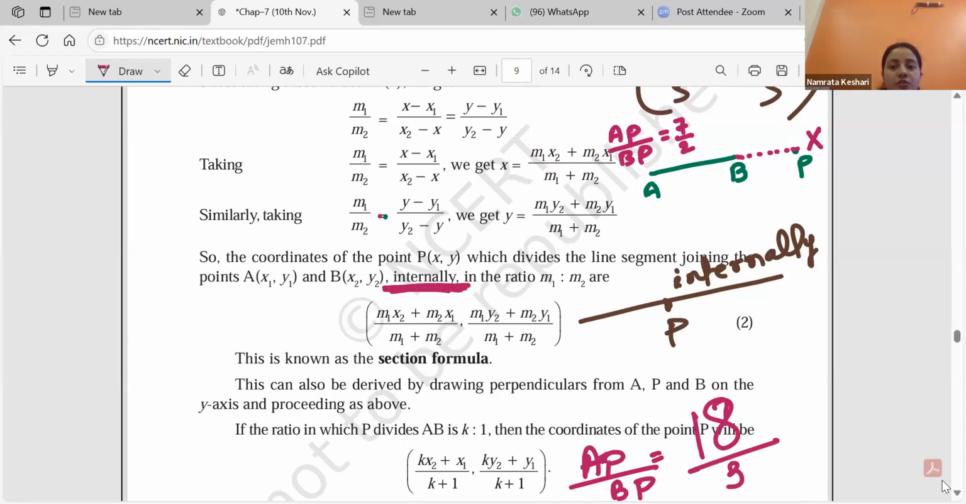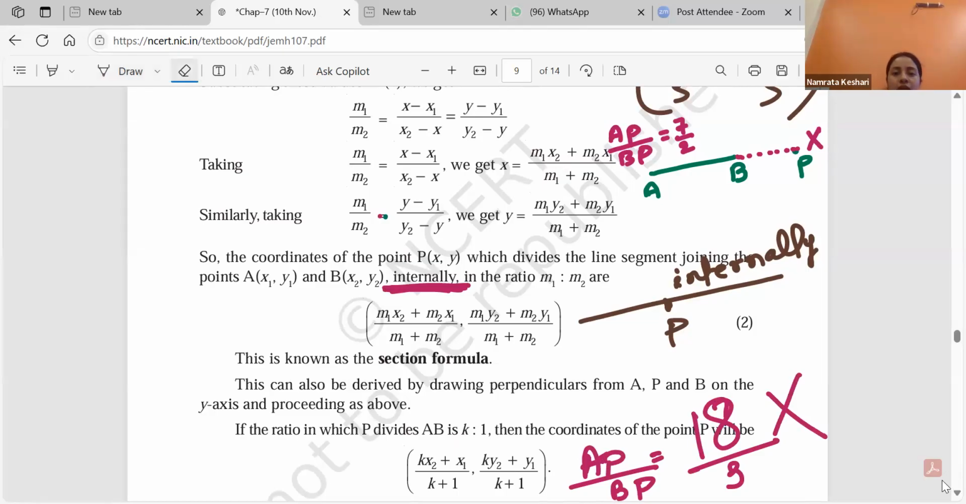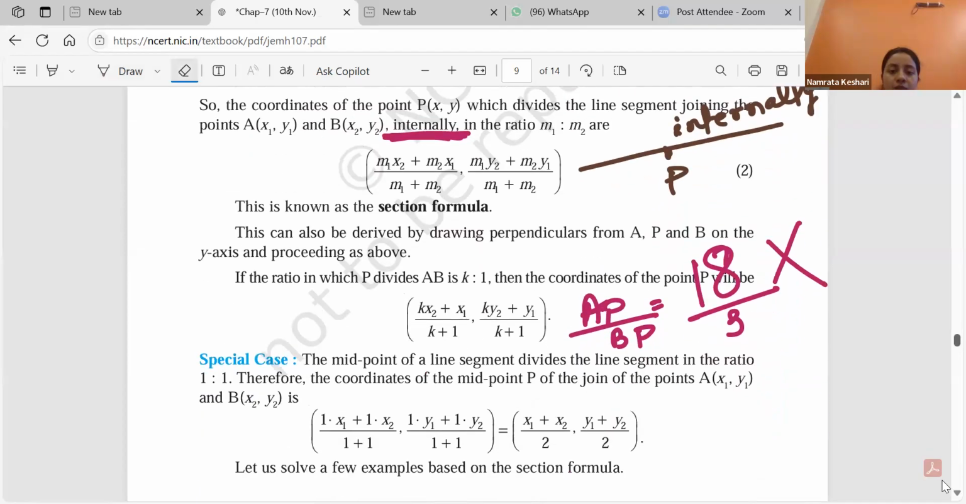Got it? This is not there in our syllabus. Is it clear? Yes, ma'am.